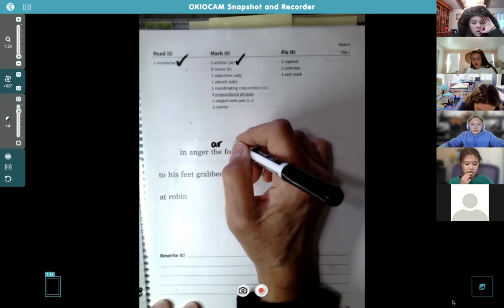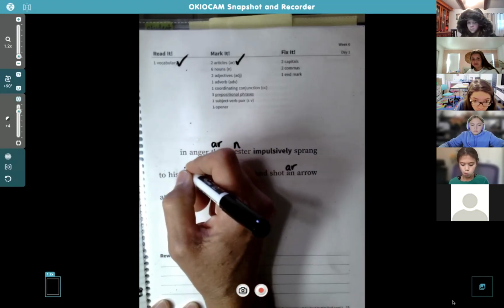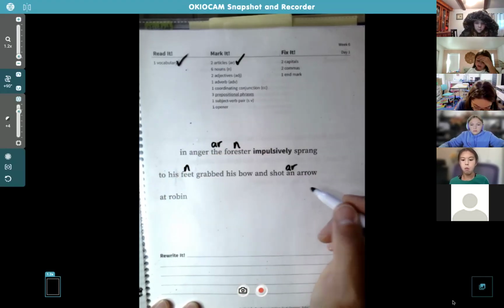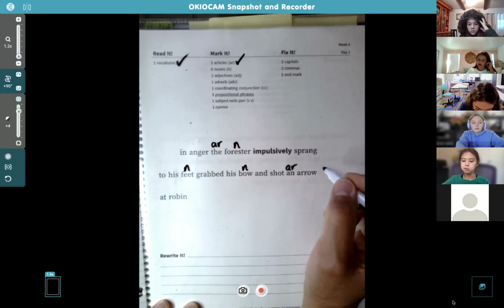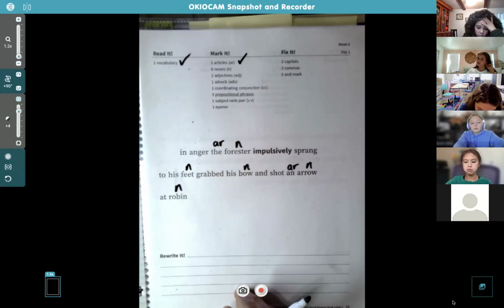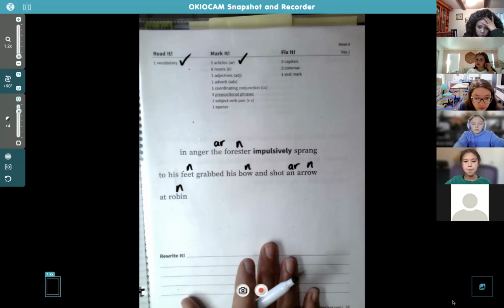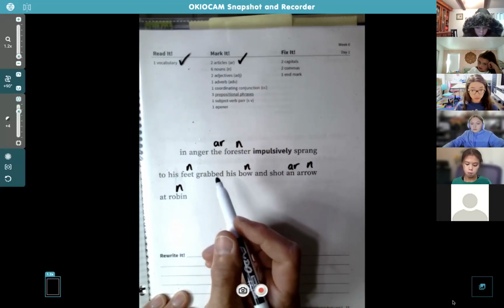Forester, good. Feet, good. Bow, good. Arrow, good. And Robin. And Robin, but there's one more. This one's a little tricky. There is another noun. Yeah, there's actually six.